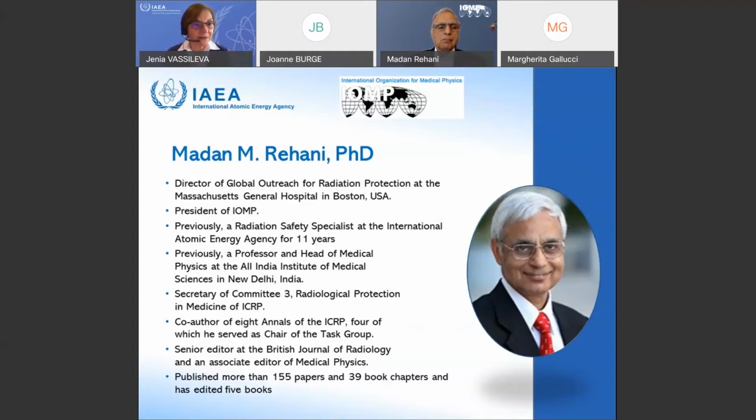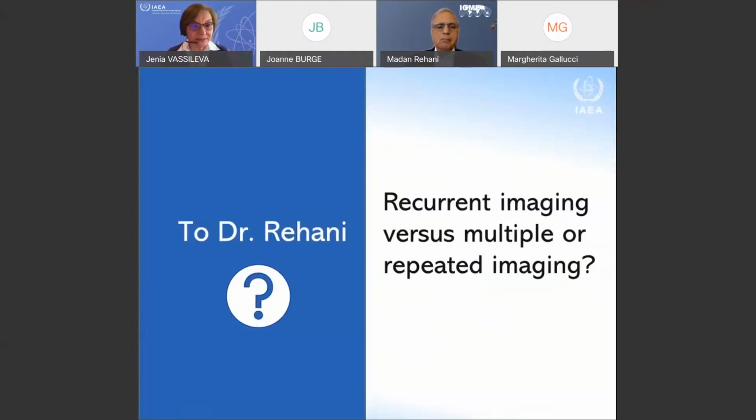So we are ready to proceed with the topic, but before I give you the floor, Madan, for presenting the topic itself, could you please clarify what we mean by recurrent imaging and what is the difference between recurrent imaging and multiple or repeated imaging?